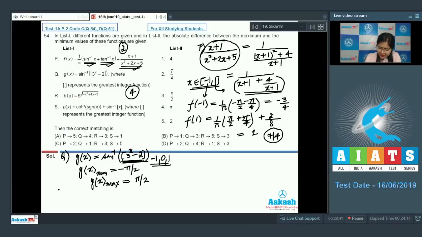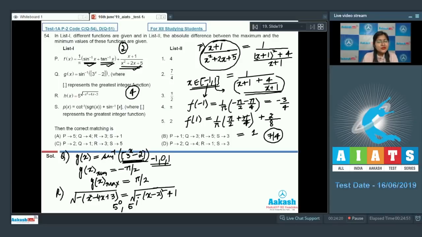Now let's talk about option number R, which says that h(x) is equal to 5 raised to the power under root of minus, taking common, x square minus 4x plus 3. So this can be written as under root of minus (x minus 2) whole square plus 1. So if we take 5 raised to the power this, the minimum and maximum values will be 5 raised to the power 0 and 5 raised to the power 1 respectively. Taking its difference, it will be equal to 4, which means that option number 1 is the correct answer, right?